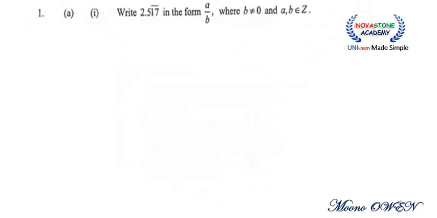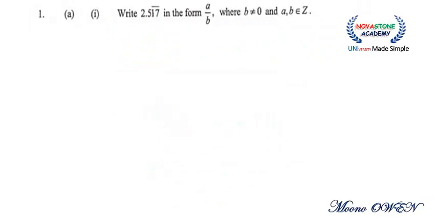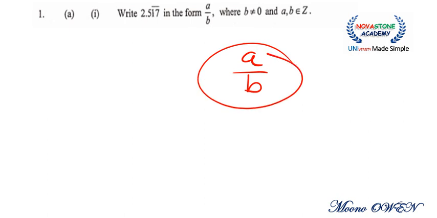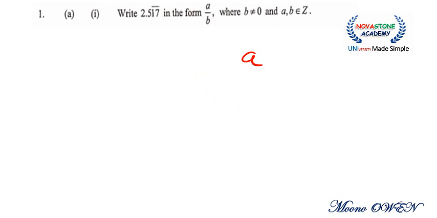So question number 1, we're told to write 2.517 in the form a over b, where b is not equal to 0 and a, b are integers. So basically, if a number can be expressed in the form a over b, we know that this is a rational number. Okay, so that is the information that we know.